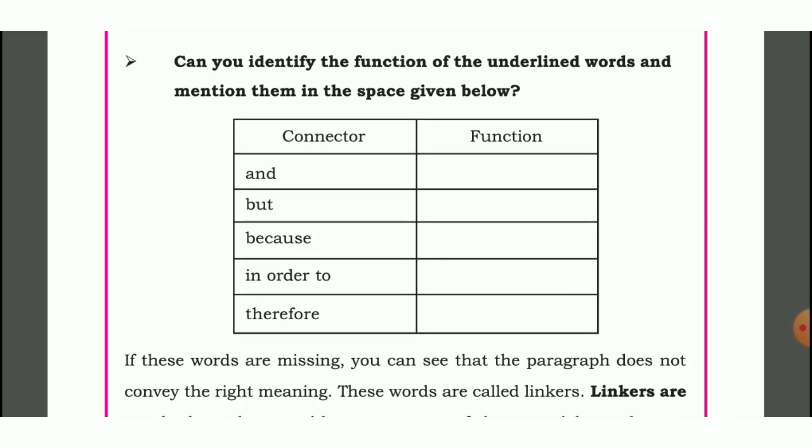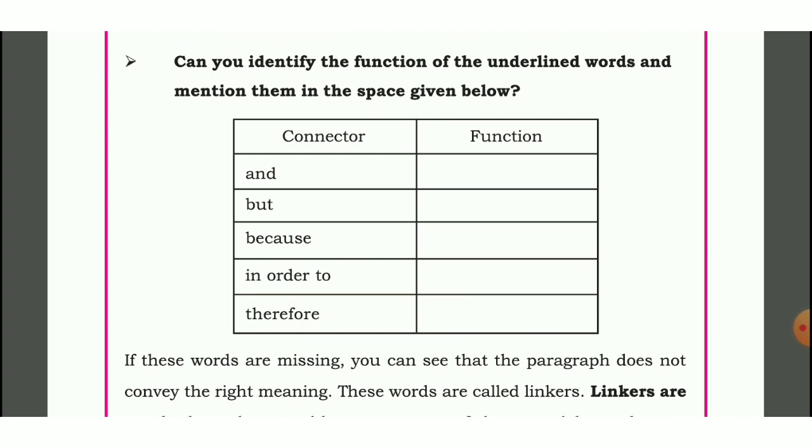Can you identify the function of the underlined words and mention them in the space given below? All the linkers which have been given here, we have studied the function of all these linkers. These are connectors: and, but, because, in order to, therefore. So now you have to write the functions of these linking words. So you have to fill that. If you have your workbook, just write that. Okay, so and. What is the function of and?